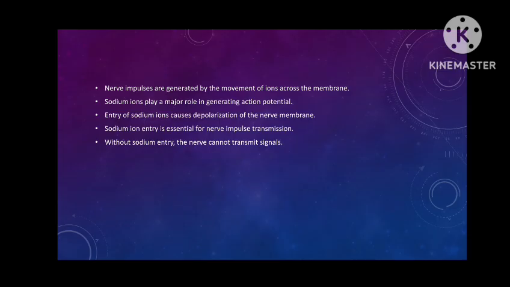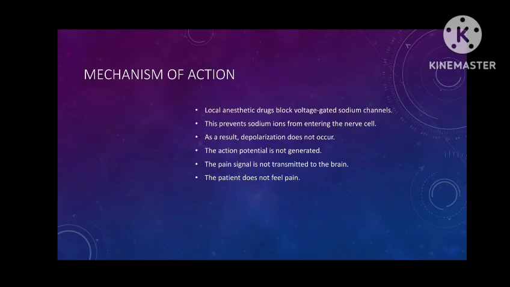Sodium ion entry into the nerve cell is essential for the initiation and propagation of nerve impulses, and without the sodium influx, the electrical signal cannot be generated or transmitted. Here we talk about the mechanism of local anesthetics. Local anesthetic drugs exert their effect by reversibly binding to voltage-gated sodium channels present in the nerve membrane and blocking the entry of sodium ions into the cell.